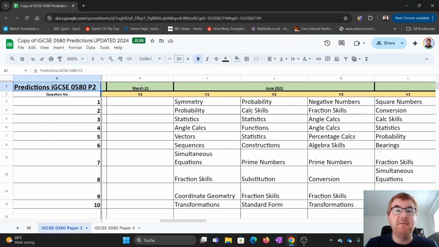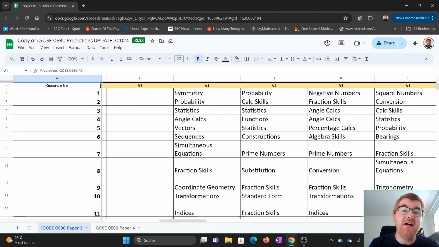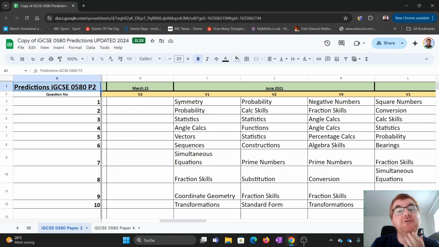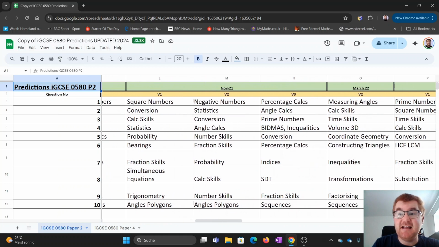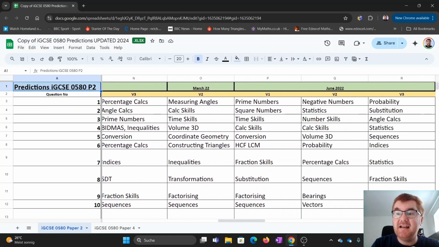Okay, so this is number one. This is the frequency analysis. I'm going to use iGCSE 0580 here as an example. And what I've done, and you can probably have a good idea of what this is going to be, I've gone through every paper since June 2021 and classified each question here on paper 2 by the topic that's actually appeared. And it's as big as you think. Like if we keep going across here, you can see every single topic is in here.